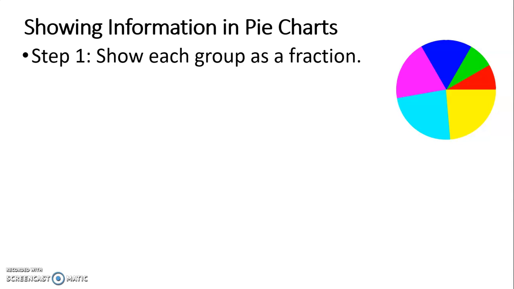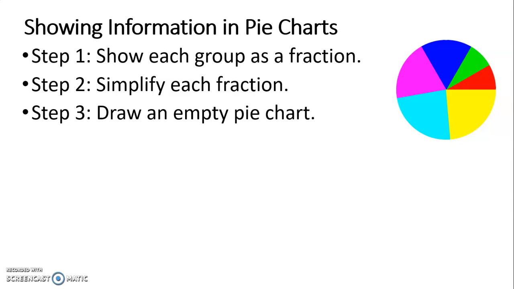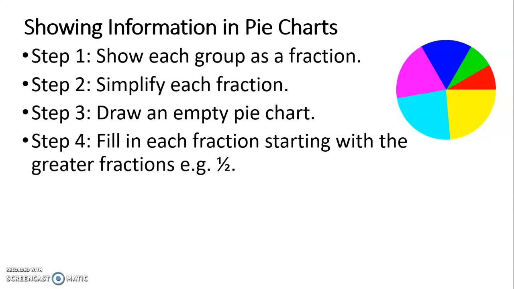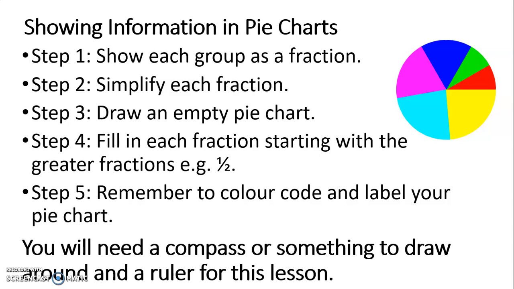Step 1. Show each group within your data as a fraction. Step 2. Simplify each of those fractions. Step 3. Draw an empty pie chart. Step 4, fill in each fraction starting with the greater fractions, for example 1/2, 1/3, 1/4. Step 5, remember to colour code and label your pie chart when you have finished. You will need a compass or something round to draw around and a ruler for this lesson.